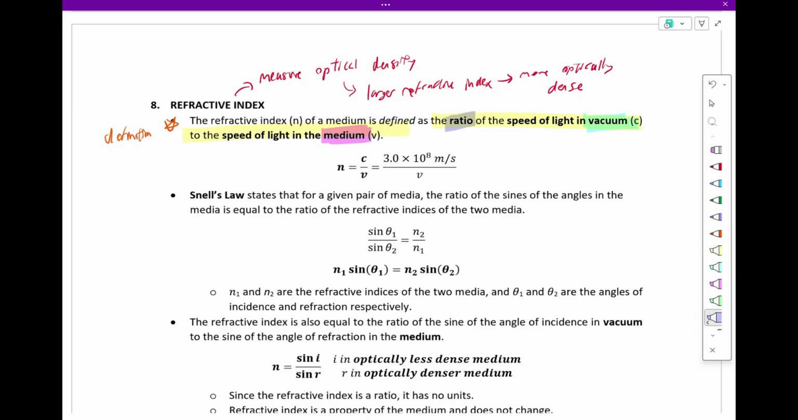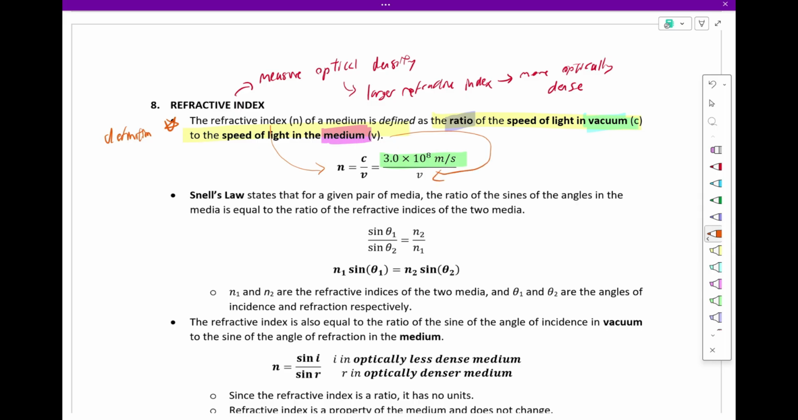Just now, if you remember, all the way at the very start we talked about the speed of light in vacuum being 3.0 times 10 to the power 8 meters per second. So your refractive index is this n over here, whereas the speed of light in the medium refers to your v.